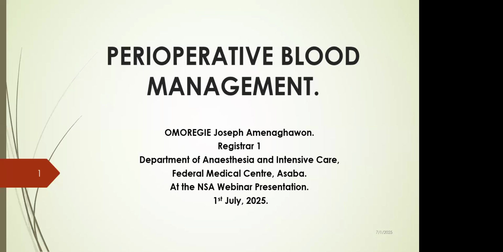All right. So the next question is, what is the target MAP in permissive hypotensive technique? The target MAP should not be below 40 millimeters of mercury for permissive hypotension.